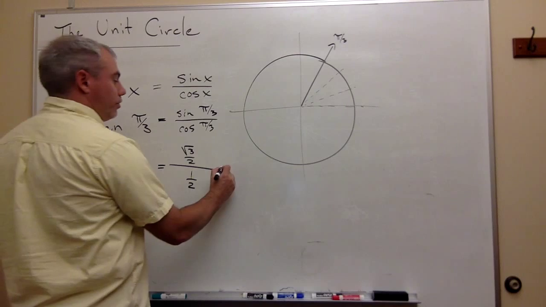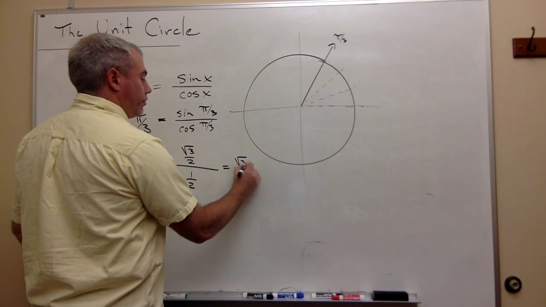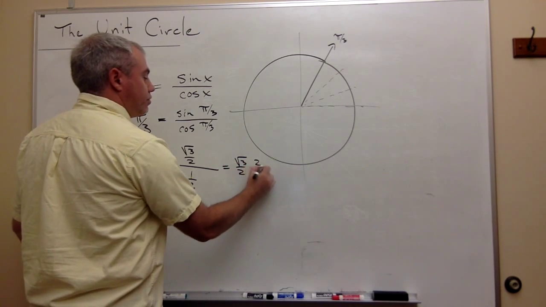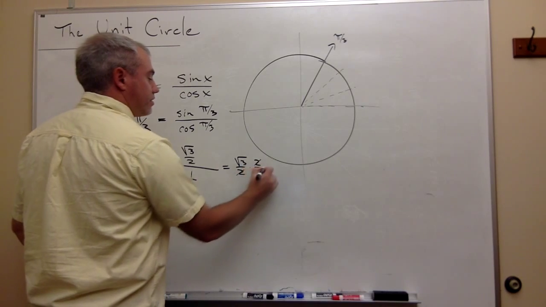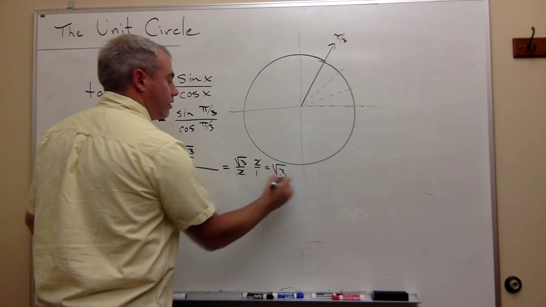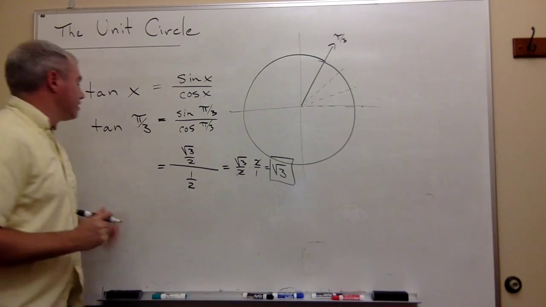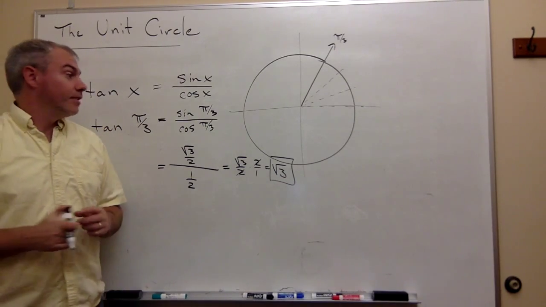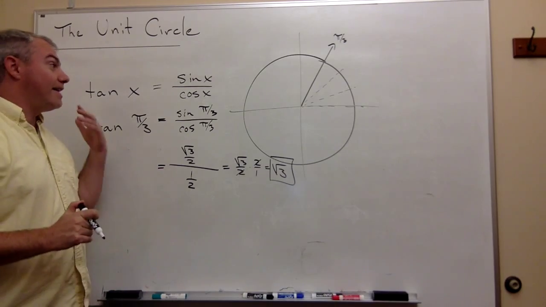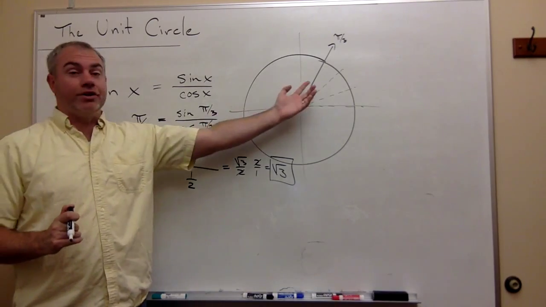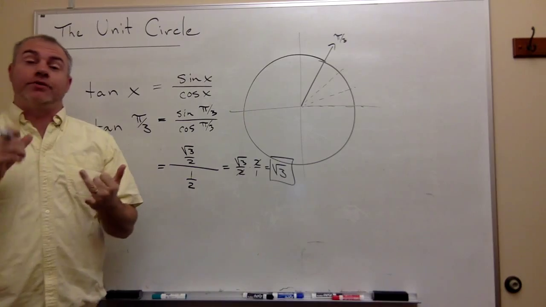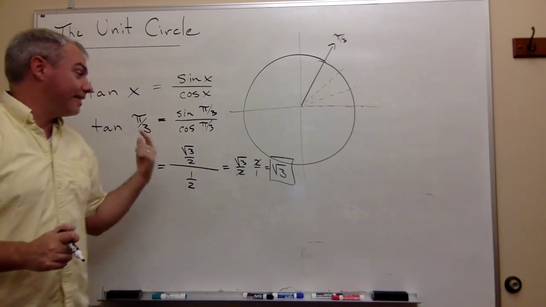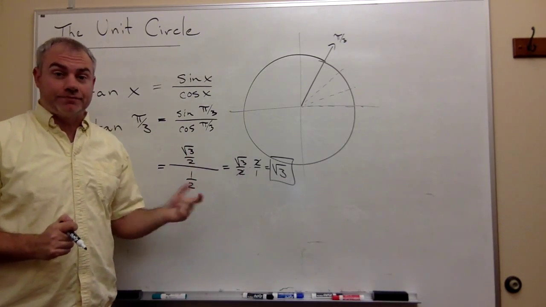Now I can flip and multiply. I get square root 3 over 2 times 2 over 1. The 2's cancel, and I get the square root of 3. So tangent of pi over 3 is square root 3, and we're done. Now, I didn't have to remember this value because I know what the sine is and I know what the cosine is, so I get the tangent value for free.